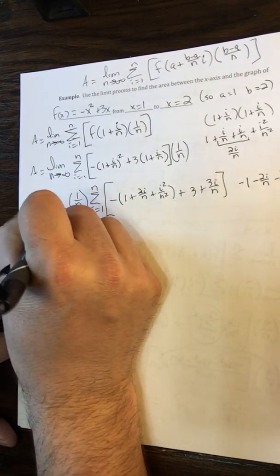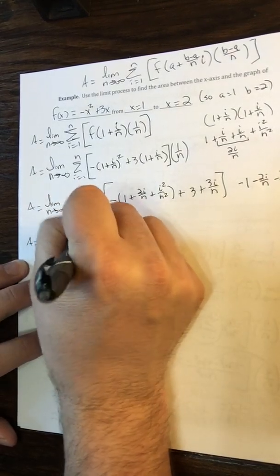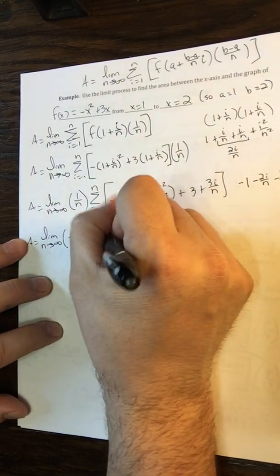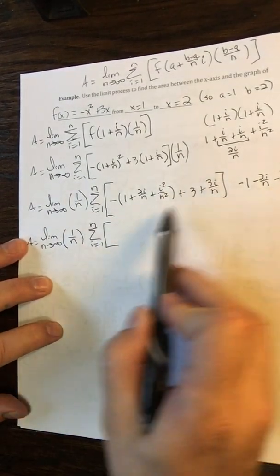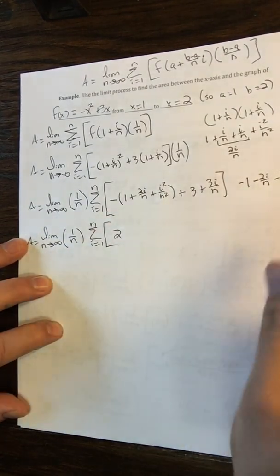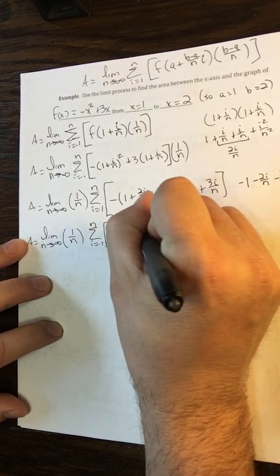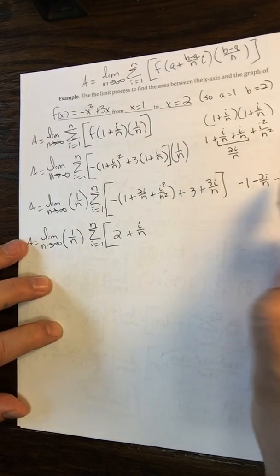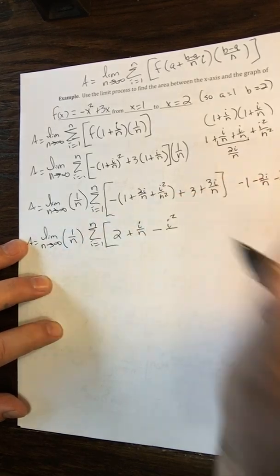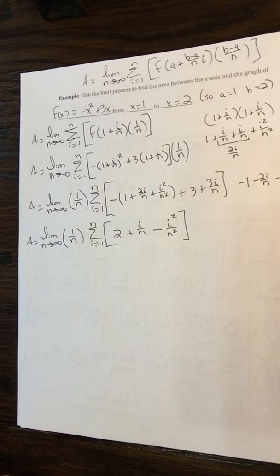So here we go. It's the limit as n approaches infinity of 1 over n times the sum for i equals 1 to n of, I'm going to simplify this a little bit. Ready? Negative 1 plus 3 is 2. Negative 2i over n plus 3i over n is plus i over n. That's nice. That looks a little less complicated. And then I have minus i squared over n squared. I kind of feel like leaving you guys right there.